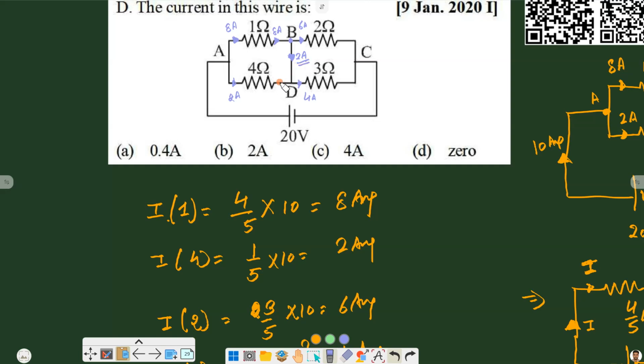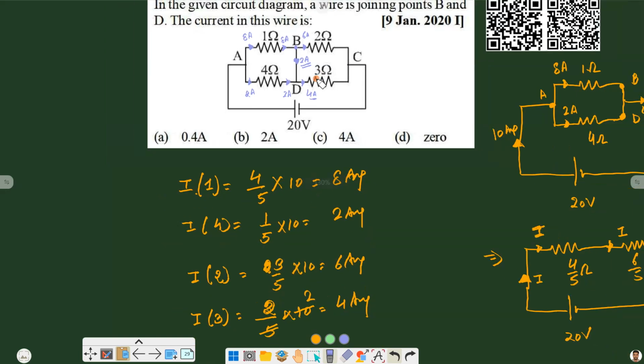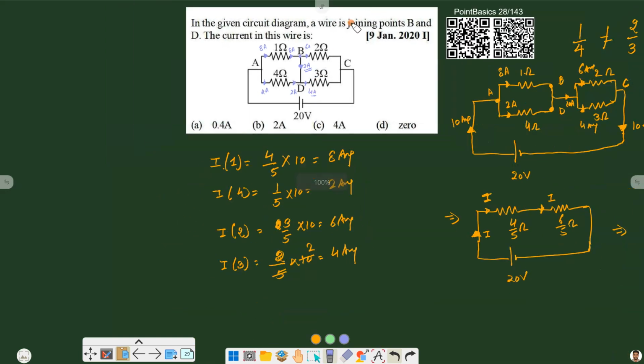And that also matches here, as at point D, incoming current from the 4 ohm resistance is 2 ampere. Incoming current from point B will be 2, and outgoing current is total 4. 2 plus 2, 4. So it also balances out here. So as asked in the question, we have to find the current in wire BD. The current in wire BD is 2 ampere, which we have solved. So option B will be the right answer.